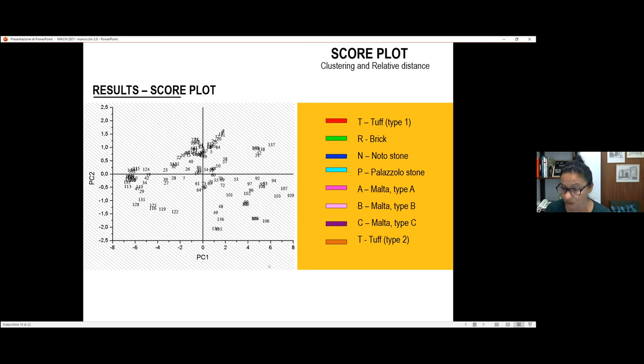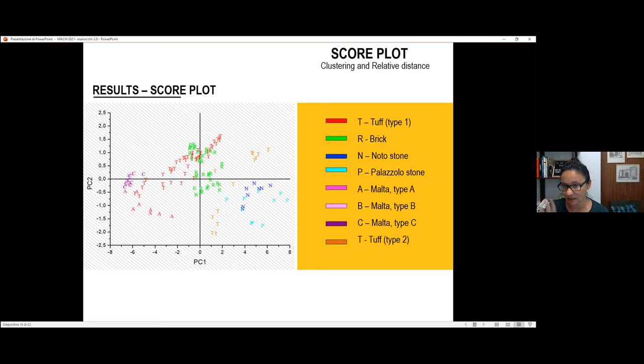This is the score plot and it shows the distribution of the objects selected for this study, and the different types of stone have been highlighted in here. I highlighted only the different types of stone. And you can see immediately the clustering. This is the key to reading this kind of plot: the clustering, the relative distance between the different objects. Specifically, the greater the distance between the objects, the greater the diversity.